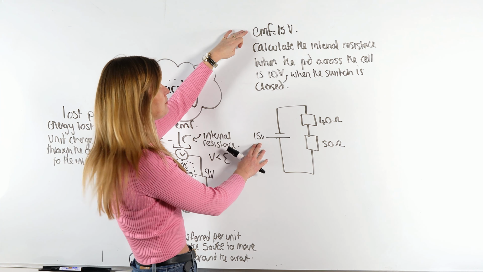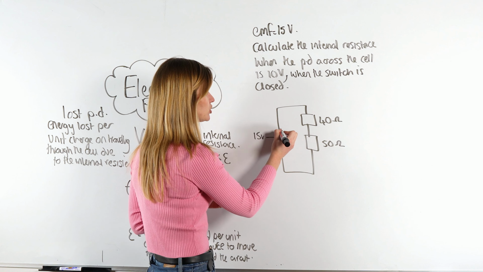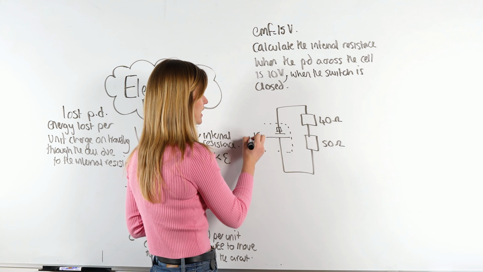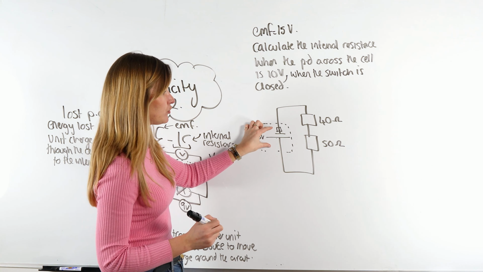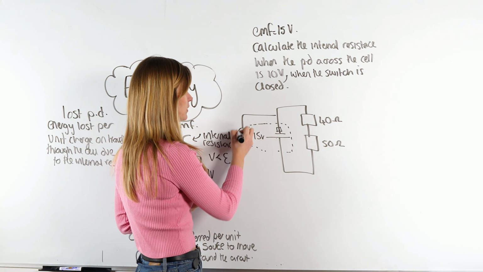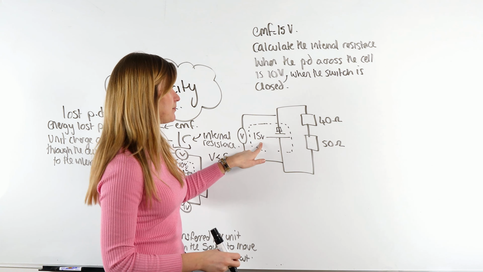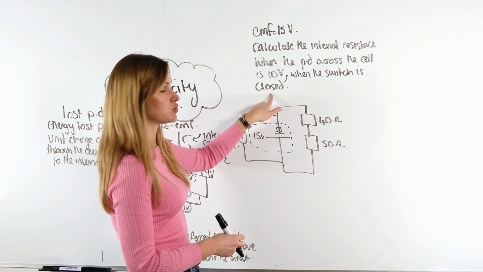They've written that beside my cell. I want to calculate the internal resistance. I would make sure that you draw a little internal resistor beside it so you remember that that cell isn't perfect. There is some lost PD, some lost energy per unit charge on traveling through the cell. So if I put a voltmeter across it, it's always going to give a lower reading than what the EMF is. So it says the potential difference is going to be 10 volts when the switch is closed.